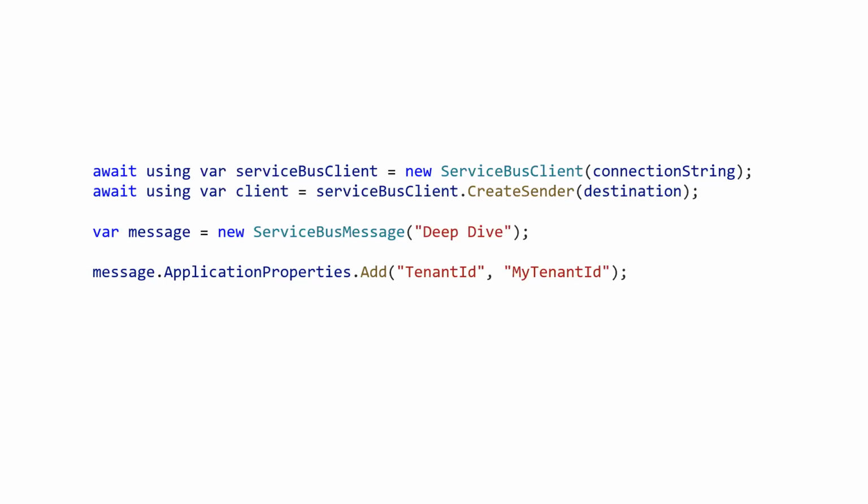And then if you want to add additional stuff to the payload, which is here "deep dive", we can do application properties.add, and we can, for example, add tenant IDs or whatever custom information that you want to add to the application properties. And then we can send the message by using the previously created sender, and everything is asynchronous.